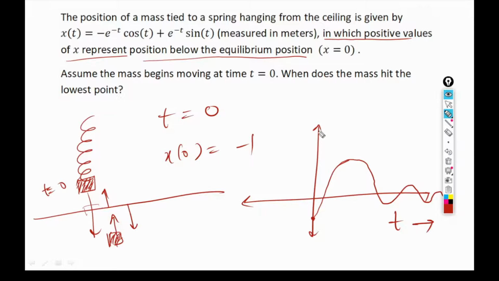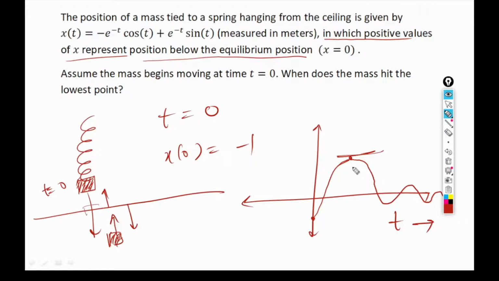Okay, so what is the maximum down it can go? The maximum down it can go is at the first stationary point, at the first critical point. So we have to tell what is the maximum down it can go and at what time it will reach the maximum down.